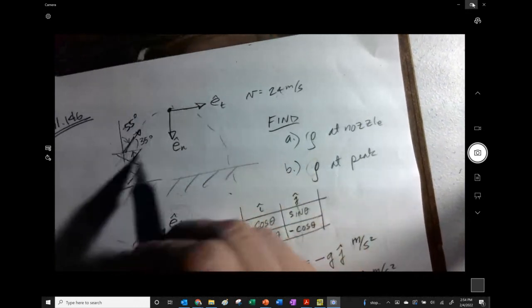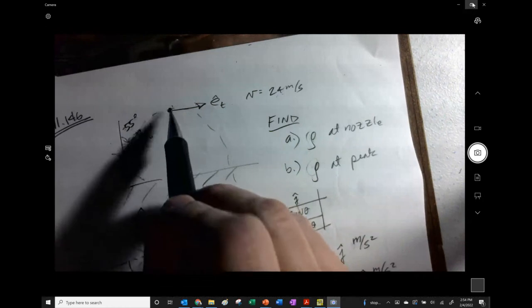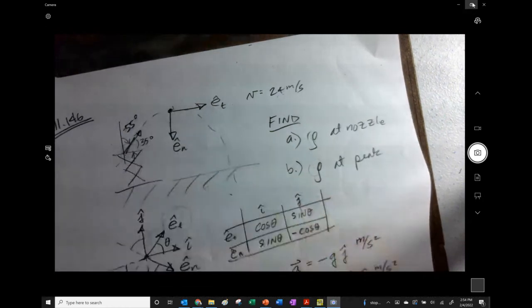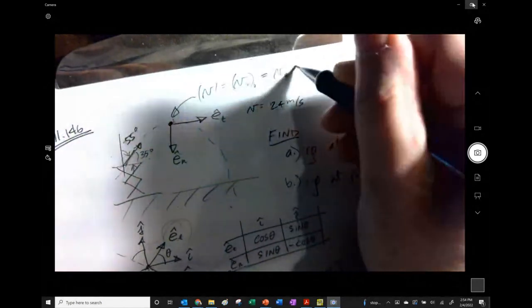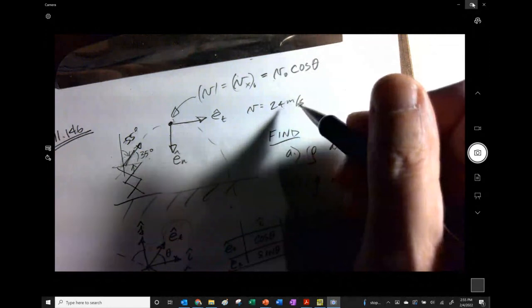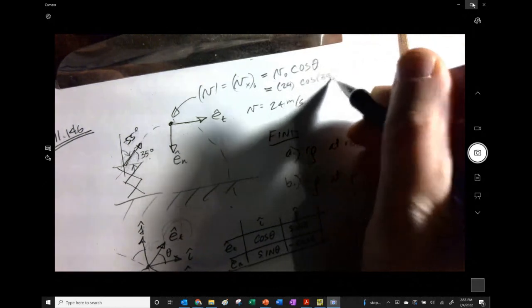So the x velocity in the beginning is the x velocity here, which is the x velocity everywhere. So the speed at that point right there is just going to be the velocity in the x direction, the initial one, right? Which is going to be equal to the initial velocity times the cosine of that original angle. So 24 times the cosine of 35.